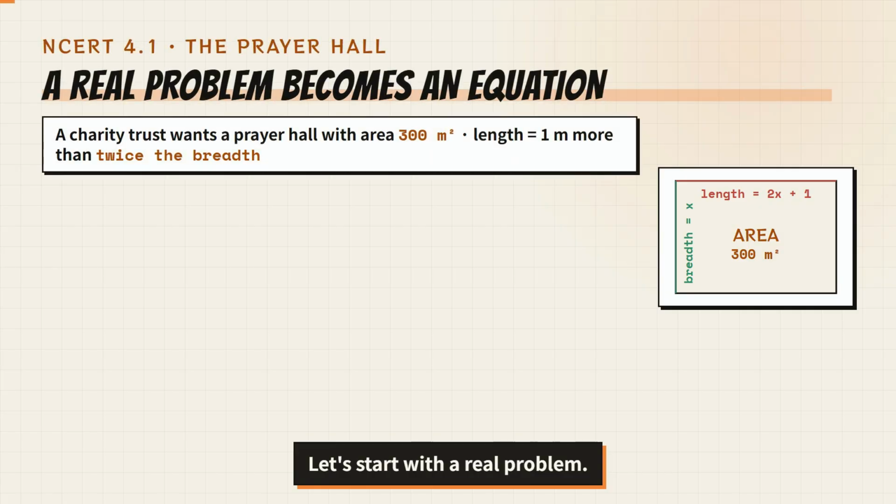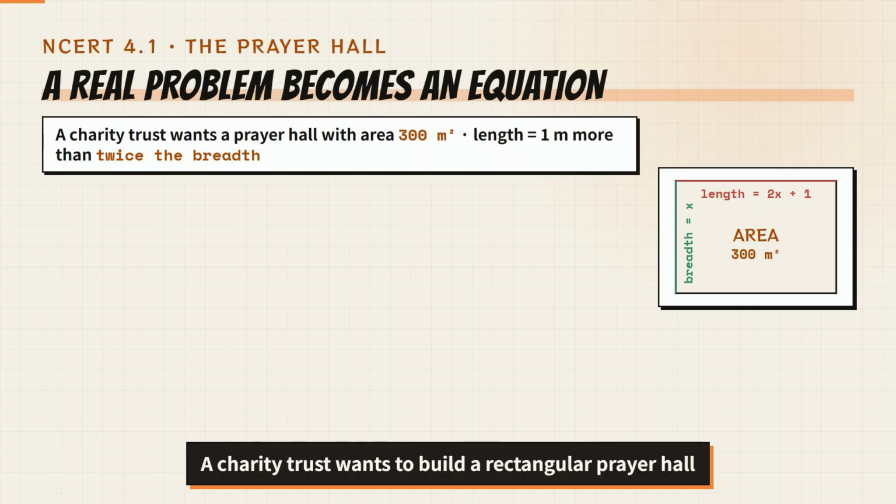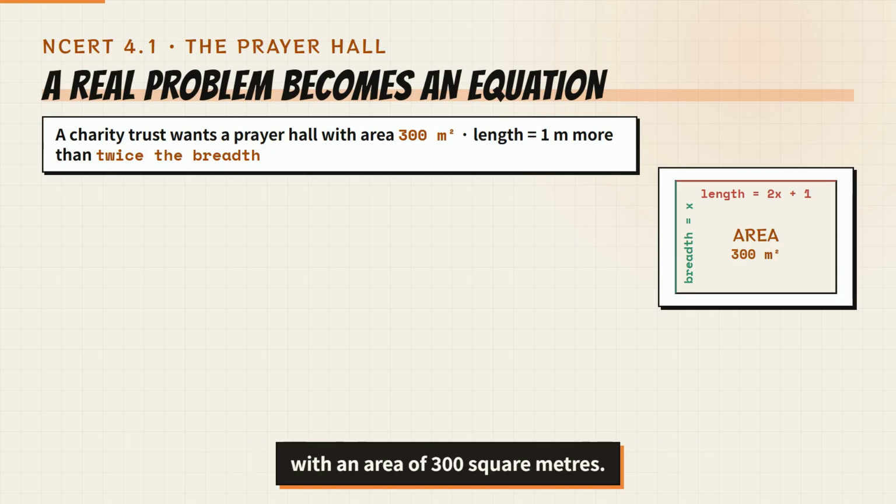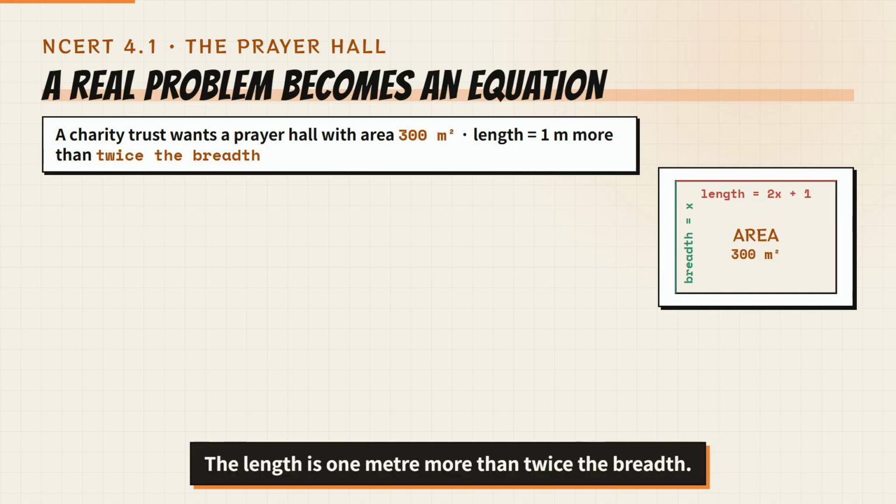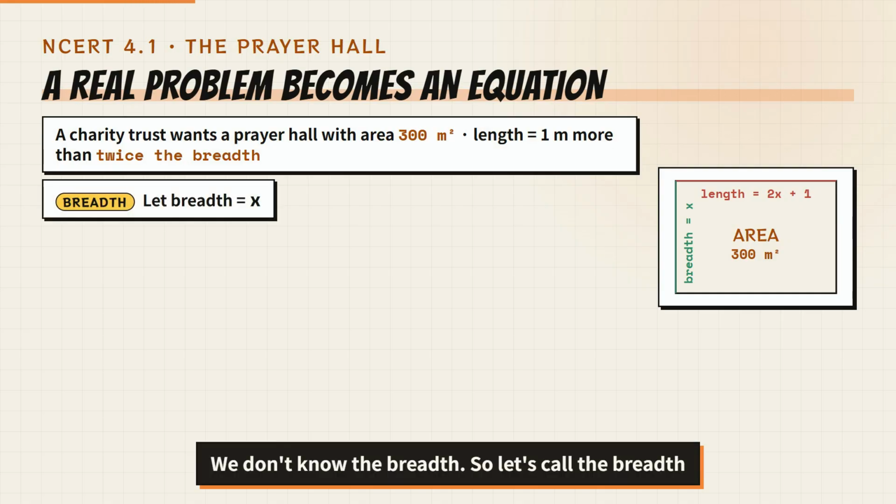Let's start with a real problem. A charity trust wants to build a rectangular prayer hall with an area of 300 square meters. The length is 1 meter more than twice the breadth. We don't know the breadth, so let's call the breadth x meters.